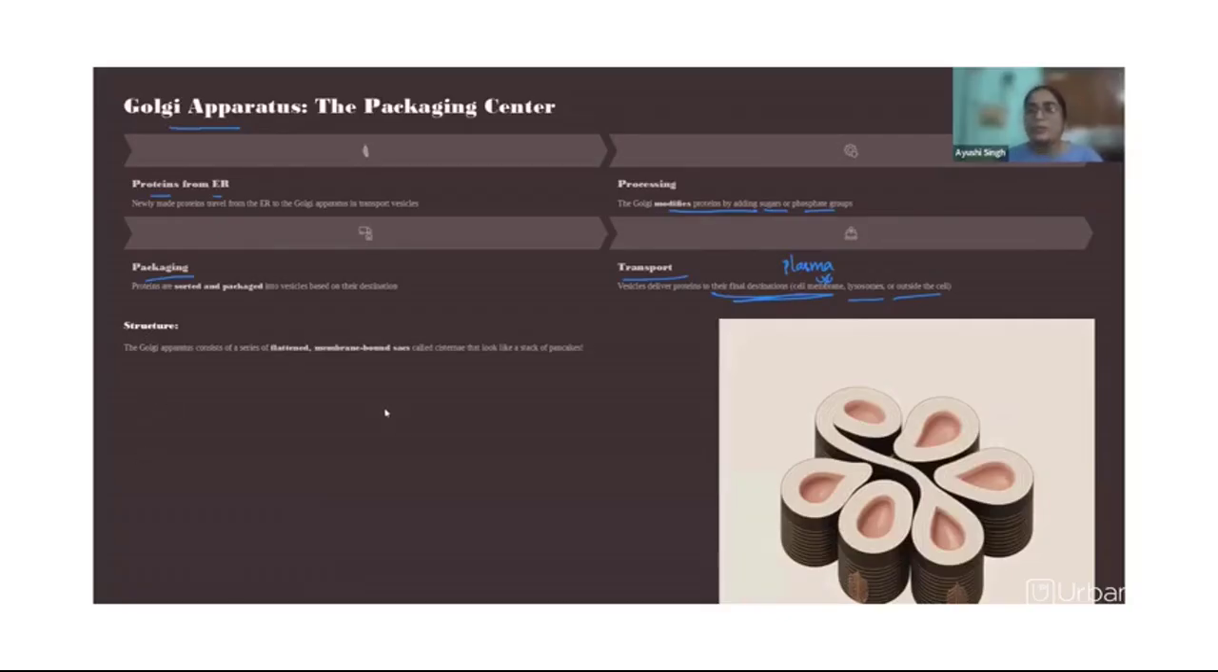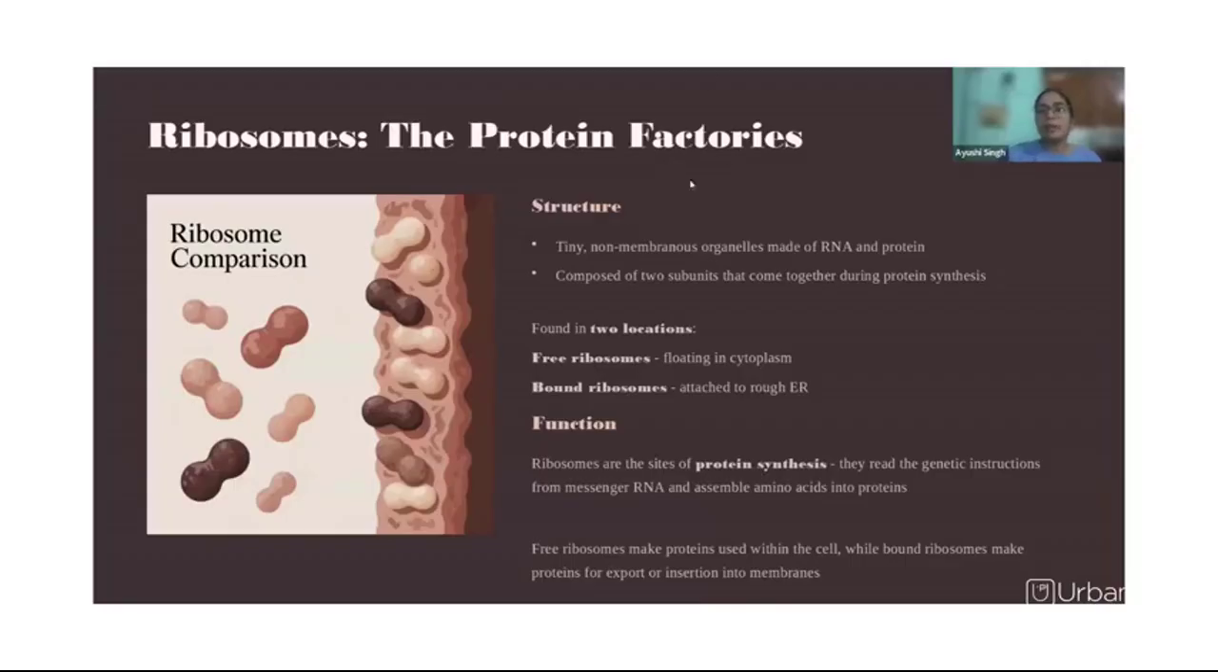Now ribosomes. Ribosomes are very unique organelles, okay? They are very tiny, very small, non-membranous. They don't have any membrane outside them. They look something like this. The structure looks like this. It has two subunits and is made up of RNA and protein. So when RNA combines with a protein, it makes a ribosome. And again, ribosomes help in the formation of protein and different other things, okay?